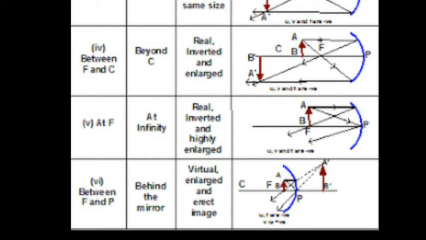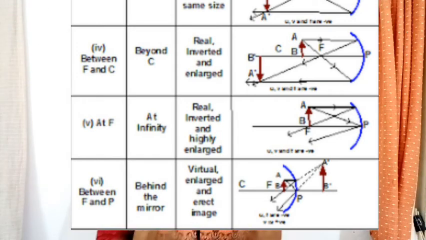And the sixth and last case is between the focus and the pole. The object is kept between the focus and the pole. So the image formed is behind the mirror. And the nature of the image is virtual, enlarged and erect.